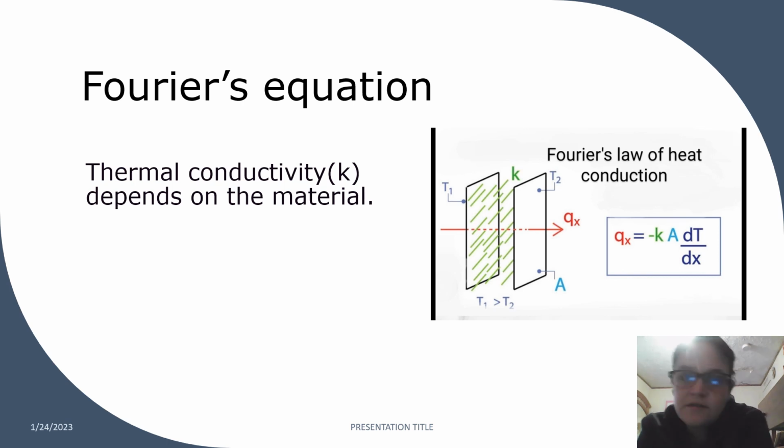Here's Fourier's equation. Use it to find thermal conductivity of the material. Copper and iron have a much higher heat conductivity than wood, as everyone knows, and you can use this equation to figure that out.